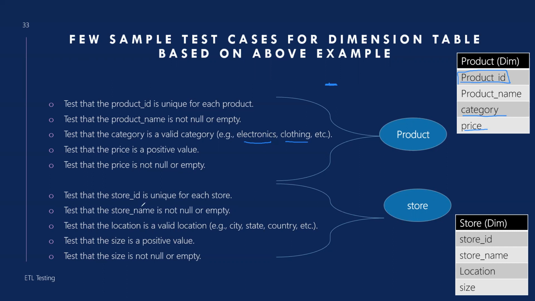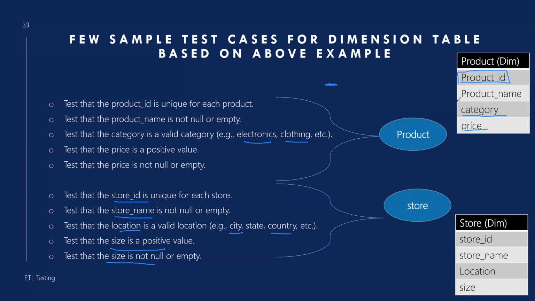Now, the store ID should be unique. The store name should not be empty. The location should be a valid location. It should not be hypothetical or wrong data, like the city being an Indian city and the country showing as something other than India. So proper mapping should be there. When I say the positive value should be there, the size is not null. When I say store size, there should be some size. It can't be null. So these kinds of values you need to verify.